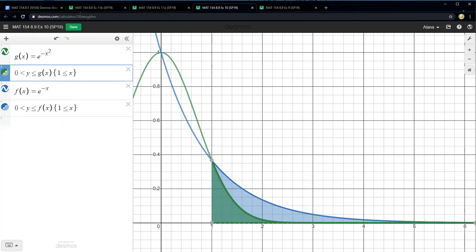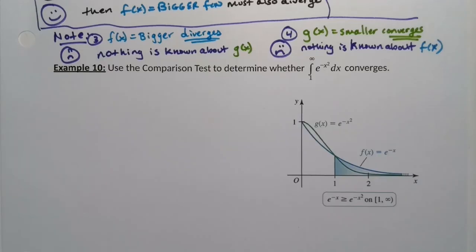I can prove it, right? That's not hard to prove. So I'll make a comparison to e to the negative x, and if this blue one here converges, then that'll force the smaller one to converge also. See the logic? In other words, if that blue zone is a number, then the green zone is going to have to be a number. You don't know what number it is, but it's definitely going to have to happen.